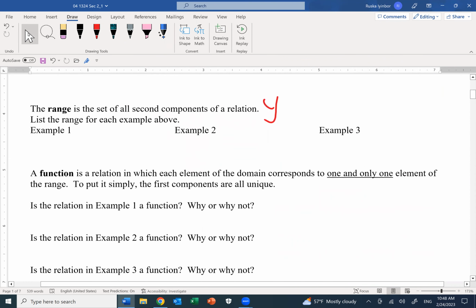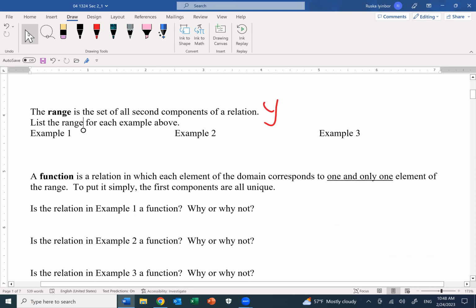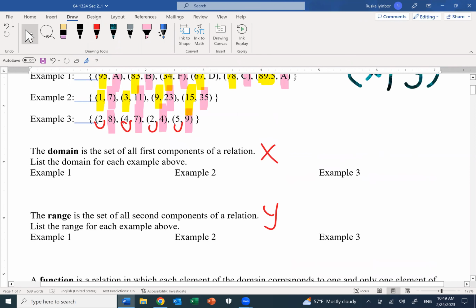Now, a function is a relation, which means a function always has X and Y, where the elements of the domain correspond to only one element of the range. To put it simply, that means the first coordinates always have to be different, always have to be unique. That's what is important here. All the X's have to be different in order to have a function.